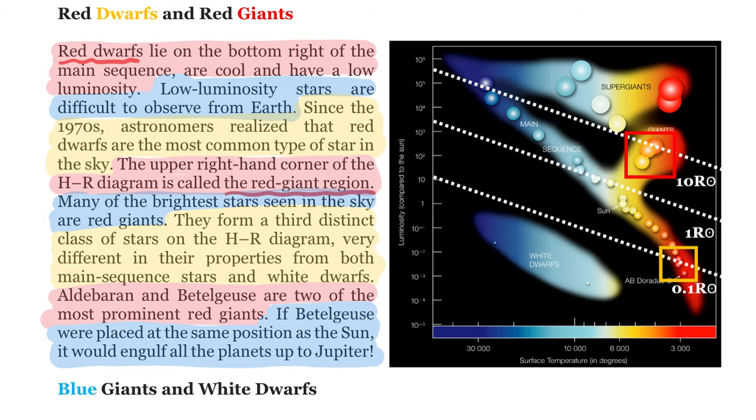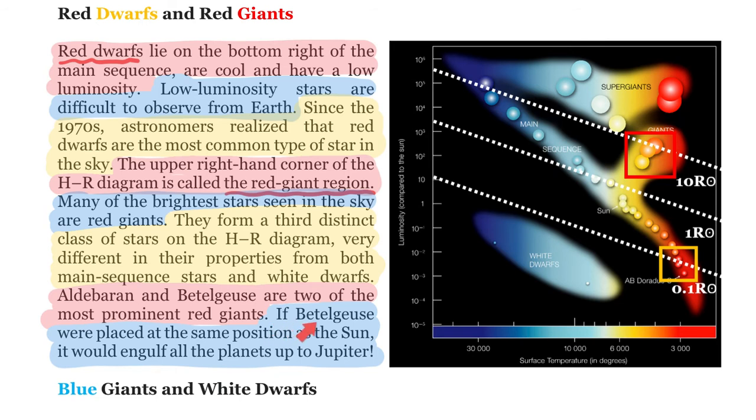In the upper right-hand corner of the HR diagram, we find what they call the red giant region. So many of the brightest stars we see in the night sky are red giants, and they form a third distinct class of stars on the HR diagram, very different in their properties from both main sequence stars and white dwarfs. So this is the red giant region of the HRD, Hertzsprung-Russell diagram. For instance, Aldebaran and Betelgeuse are two of the most prominent red giants that we can see from Earth.